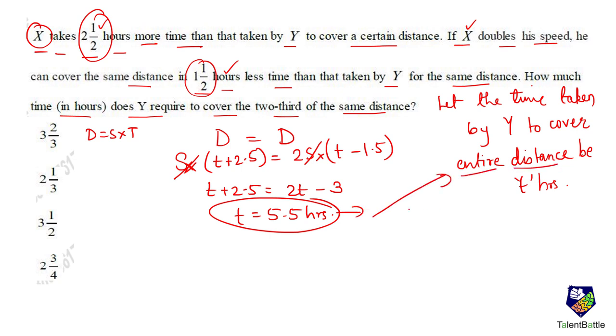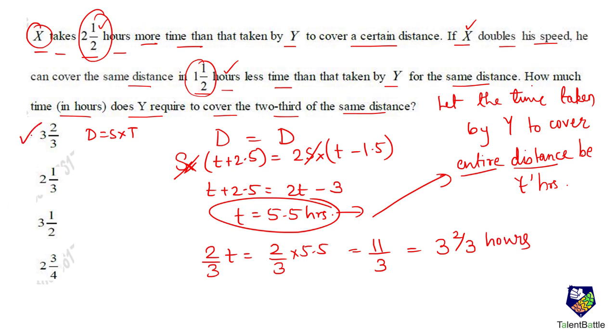But we want 2/3 of the distance. So for 2/3 distance, the time taken will be 2/3 of the original time, that is 2 by 3 into 5.5. 5.5 into 2 comes out to be 11. 11 by 3, so 3 threes are 9, giving 3 and 2 by 3 hours, which is the answer. The answer is option A, the first one.